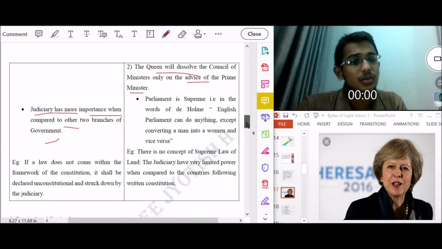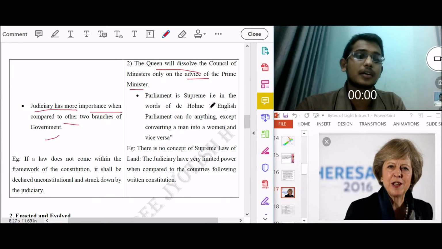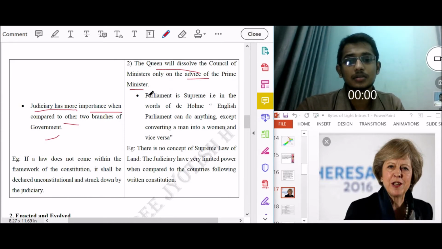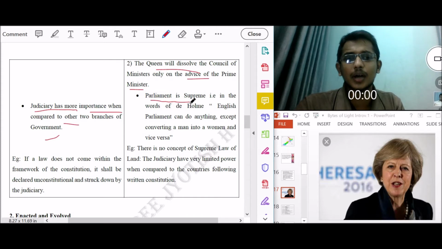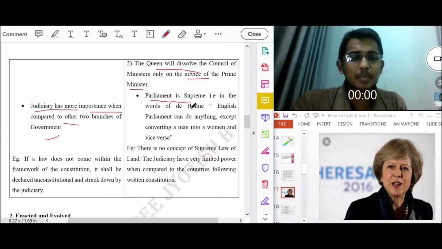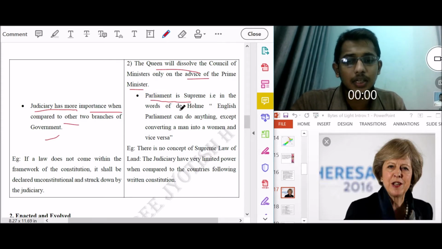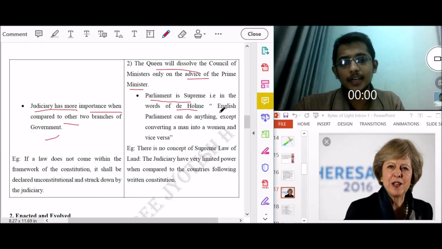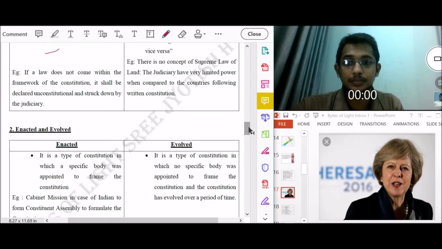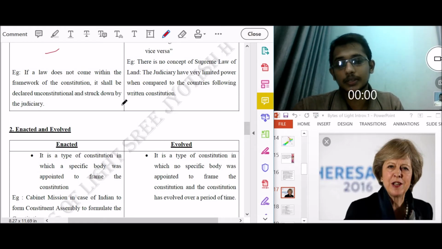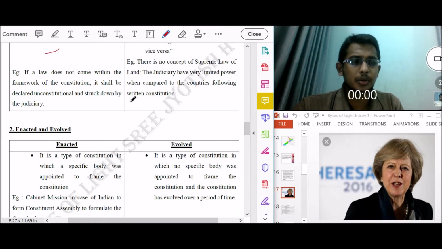But in case of countries with unwritten constitution, parliament is supreme. That is, parliament can make any law and the judiciary doesn't have much power over it. In the words of De Lolme, the English parliament can do anything except converting a man into a woman and vice versa. So you can imagine the power of the parliament. So that is what is explained. So we come to an end of that particular portion.